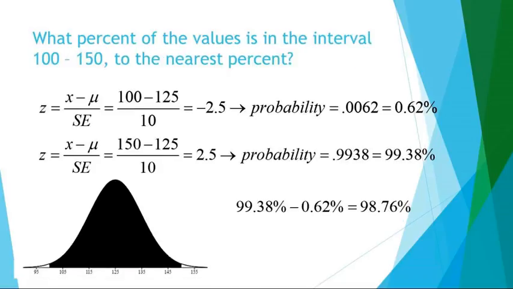This is going to be the same problem, only different numbers. So instead of from 115 to 135, I'm going to test from 100 to 150. After I find out, the probability from 100 to the left tail is going to be 0.62, and the probability from 150 to the left tail is going to be 99.38. I do the appropriate subtraction, and I get the probability is going to be 98.76. So the percent of values in the interval 100 to 150 to the nearest percent is going to be 99%. So the confidence interval here is going to be 99%.